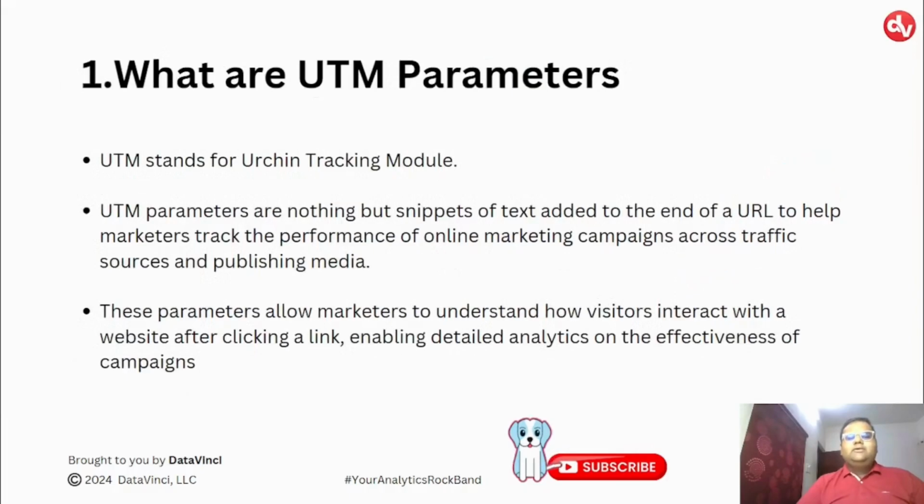Now, what are UTM parameters? So UTM stands for Urchin Tracking Module. It is nothing but snippets of text added to the end of a URL to help marketers track the performance of online marketing campaigns across traffic sources and publishing media. These parameters then allow marketers to understand how visitors interact with a website after clicking a link, enabling detailed analytics on the effectiveness of campaigns.